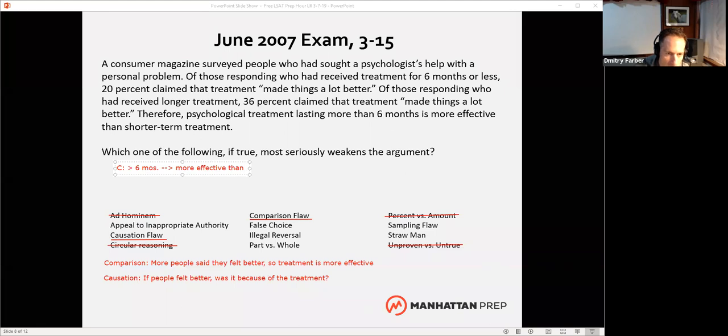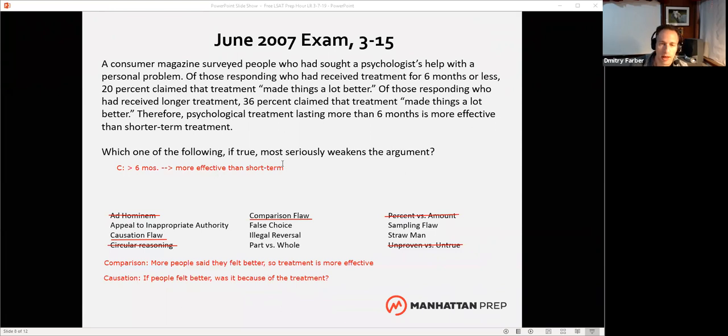the short term, right? Now, technically that is a conditional, but notice it's really more of a comparison, and it's not based on another conditional. They didn't say, if you get 6 months of treatment, it's going to be expensive. Therefore, if you get 6 months of treatment, it's going to be effective, or something like that.